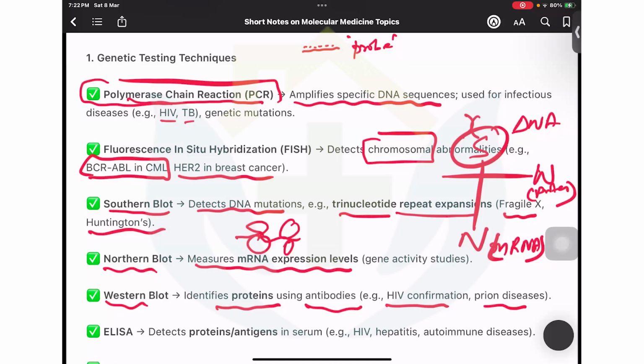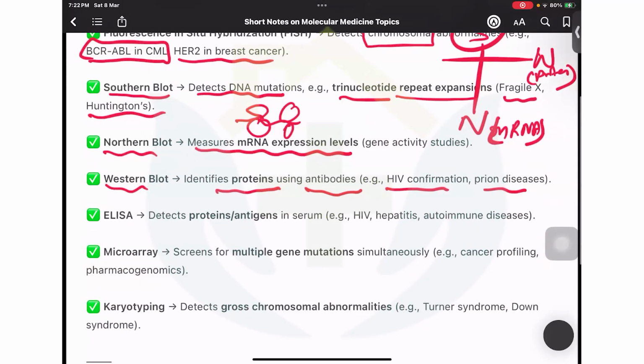Then comes the easiest test of all, which is ELISA. Now, ELISA detects all the proteins and antigens. It is easier to perform. Everybody is doing it. ELISA changed everything. You can diagnose so many infectious diseases using ELISA now. This enteric, this HIV, this hepatitis, so many autoimmune diseases that you diagnose with ELISA.